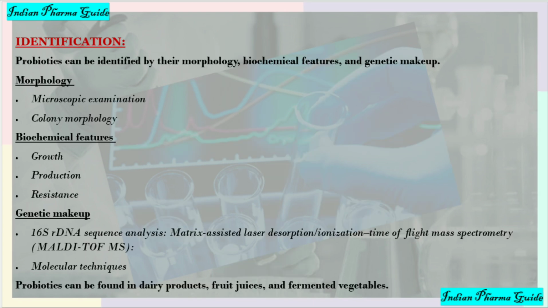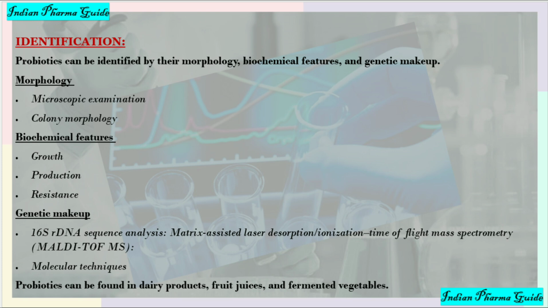Next one, identification. Probiotics can be identified by their morphology, biochemical features and genetic makeup. First one, morphology. In morphology, probiotics can be identified in two ways. One is the microscopic examination, second one colony morphology. In microscopic examination, the shape, size and other characteristics of the cells will be observed. And in colony morphology, the shape, size, color and other characteristics of the colonies are observed.